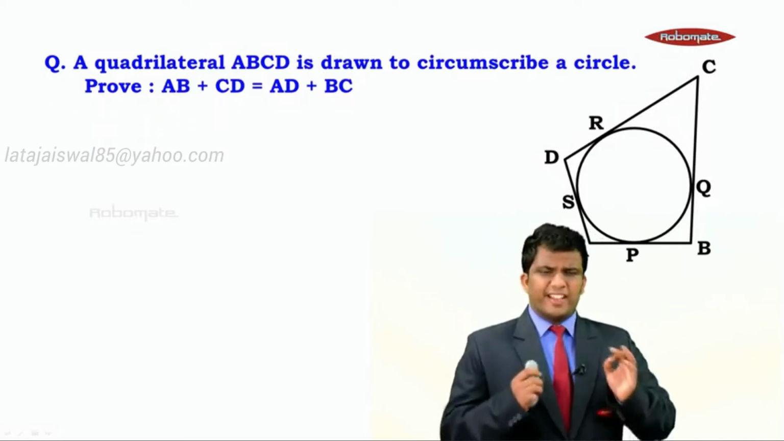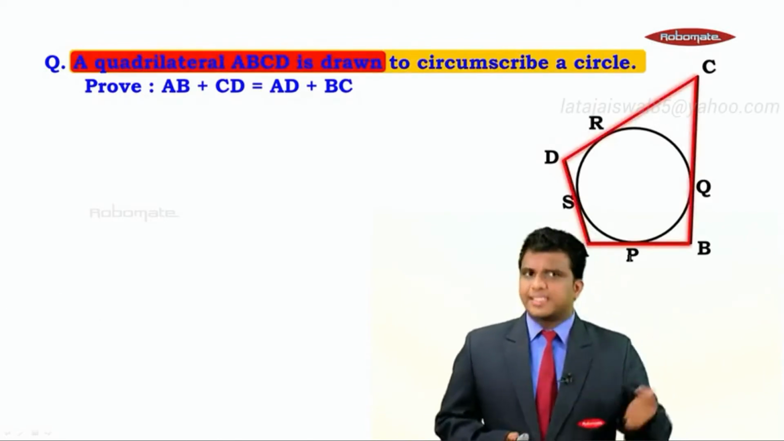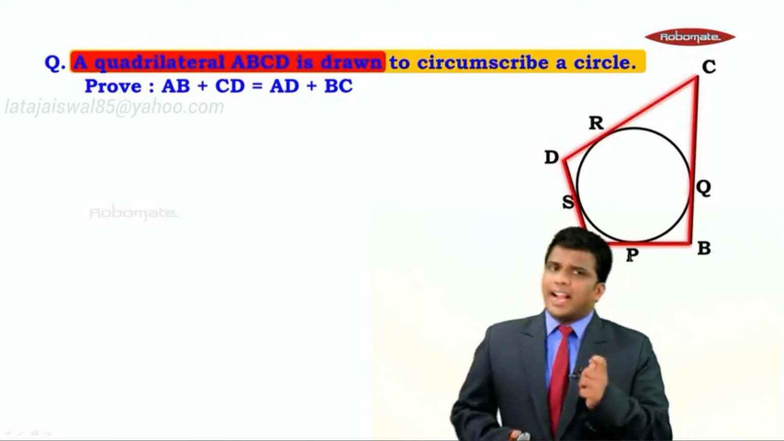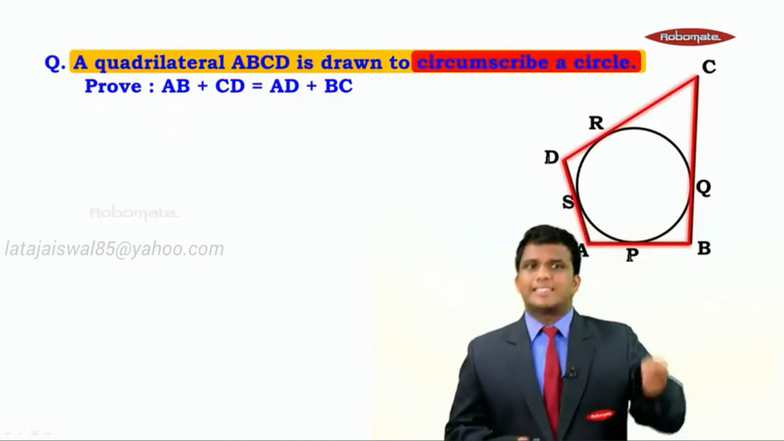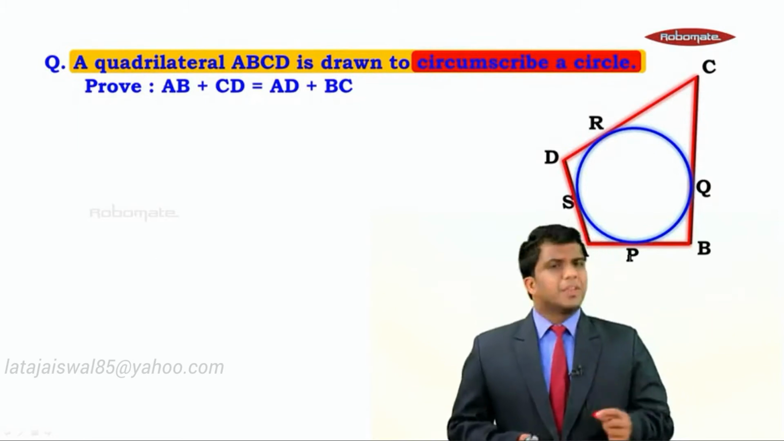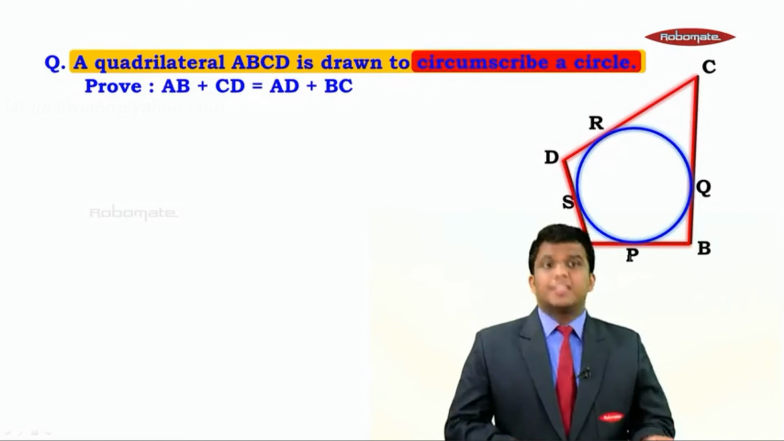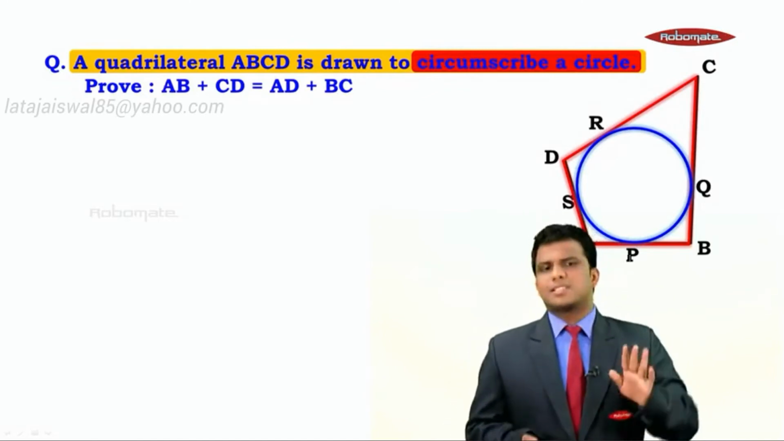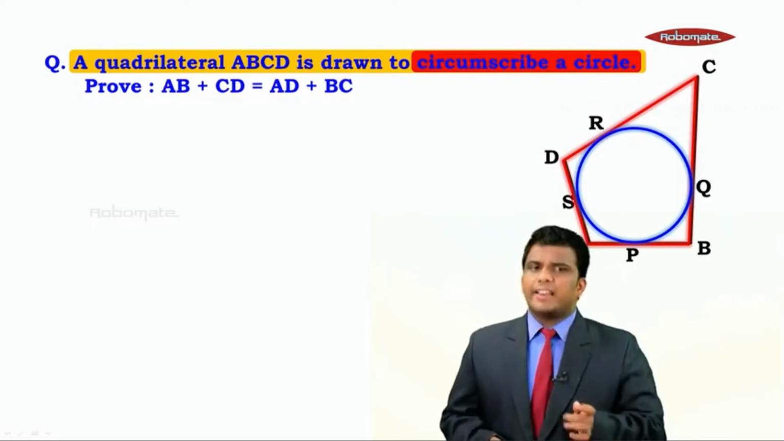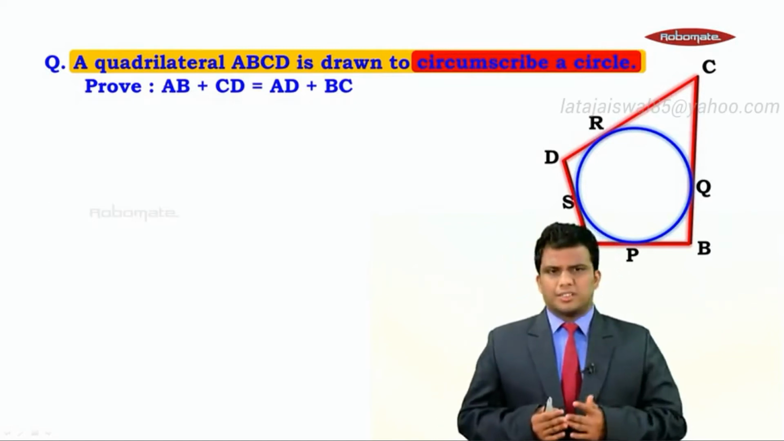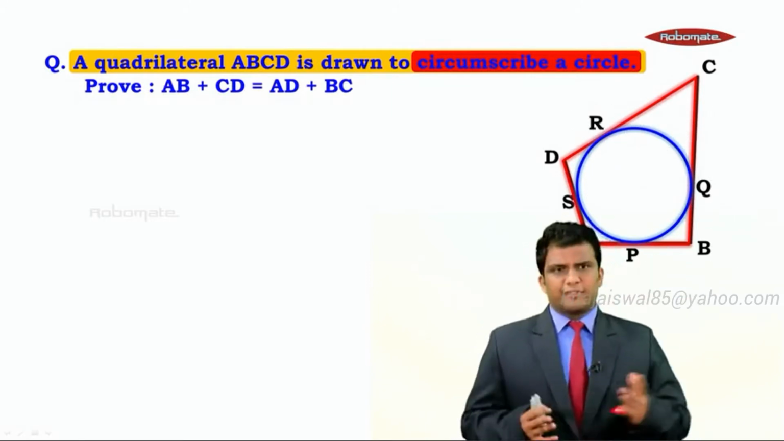Now this looks like a very interesting sum. To start with, we have a quadrilateral ABCD, and this quadrilateral is circumscribing a circle. That means a circle is inside the quadrilateral. Now when the circle is inscribed in the quadrilateral, or the other way of speaking the same thing, if the quadrilateral circumscribes the circle, that means all the four sides AB, BC, CD and AD are the tangents to the circle. And P, Q, R and S are the respective points of contact for the tangents.